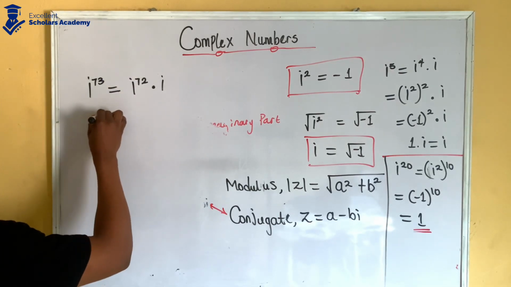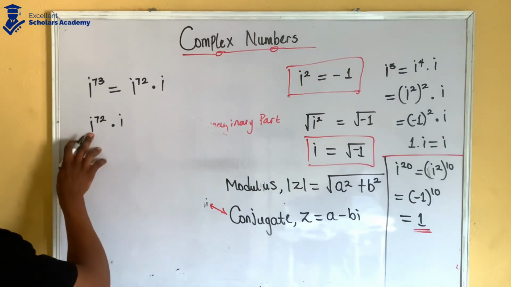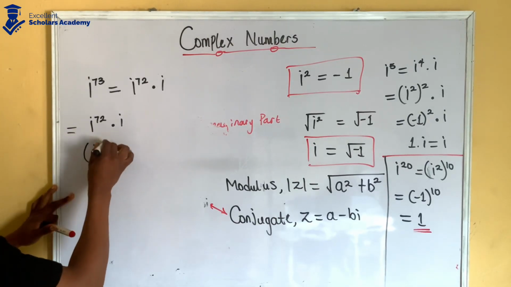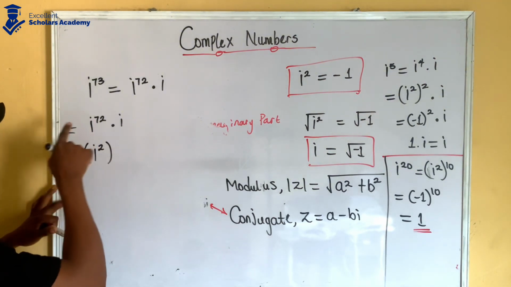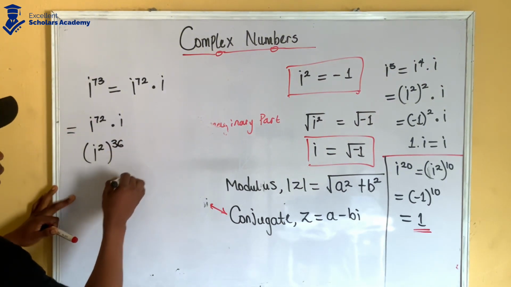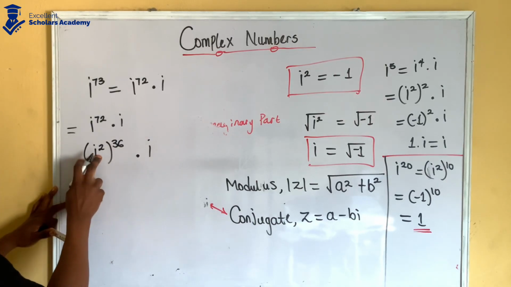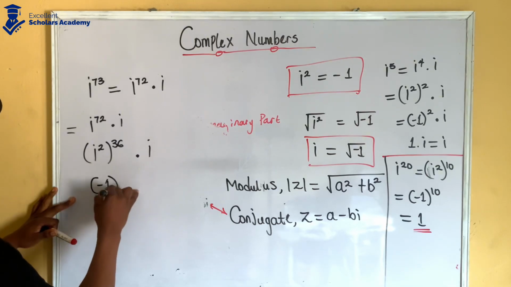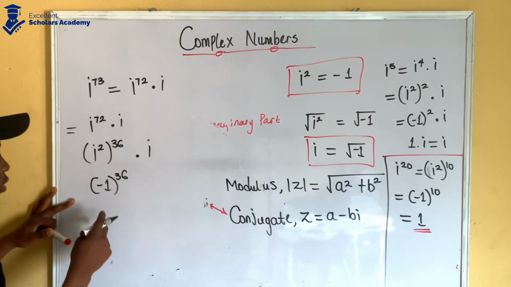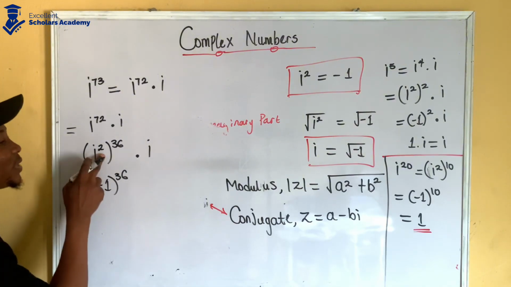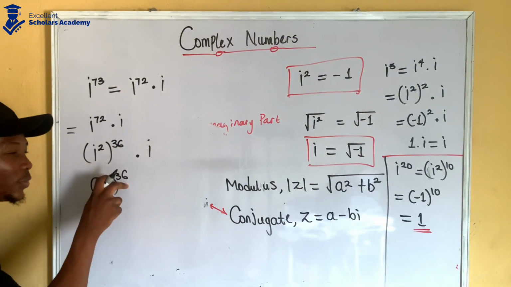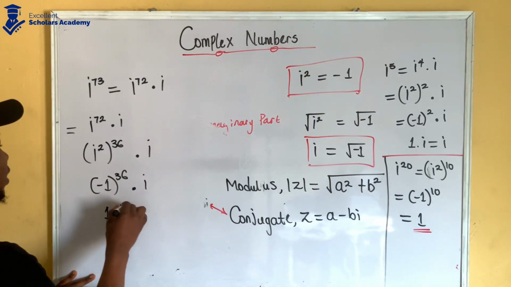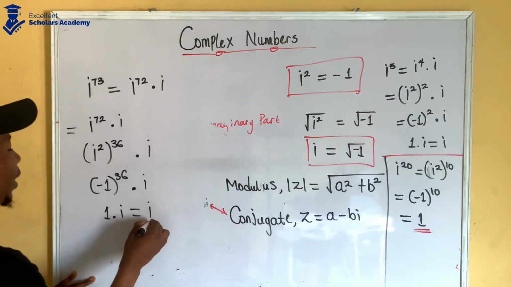So this is i to the power of 72 times i. Now, this can be written as i to the power of 2, all to the power of what? 2 times what gives us 72? That's 36. All right. Times your i. Now, as far as this is to an even power, it's going to give us minus 1 to the power of 36. Sorry, i squared is minus 1. And as far as this is to the power of an even number, it's going to give us plus 1. Don't forget your times i. So this is going to give us plus 1 times i, which is equal to 1 times i, which is equal to i. All right.